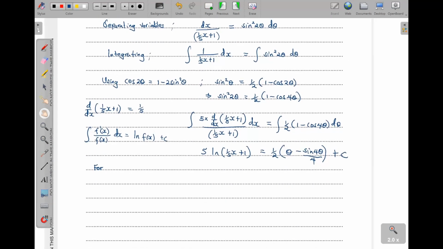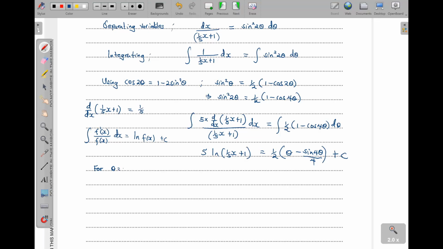They gave us for theta equal to 0, then x is equal to 5. So put a 5 here, you will get a 1, then plus 2, that is a 2. So 5, then natural log of 2. And this one will be a 0. And then that is our c there. So meaning we are going to have 5 natural log of (1/5)x plus 1. This one is equivalent to a half of theta, then minus a quarter sine 4 theta, and then plus 5 natural log of 2.